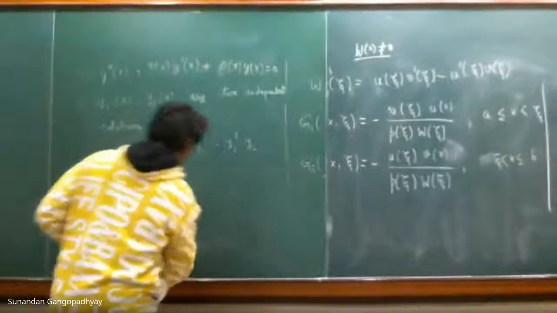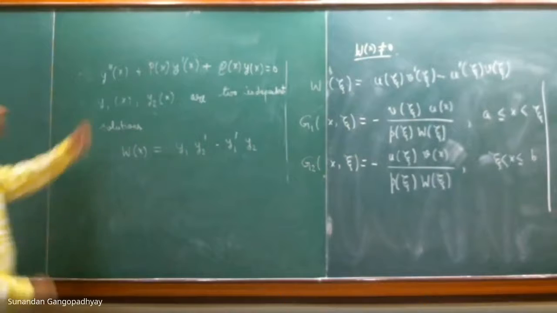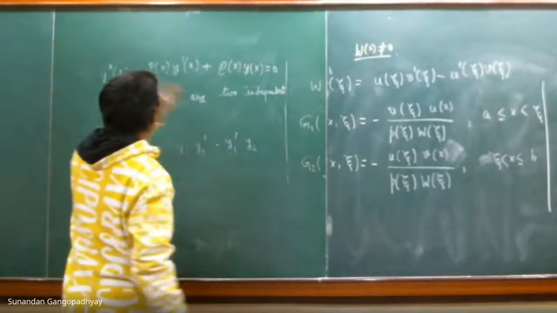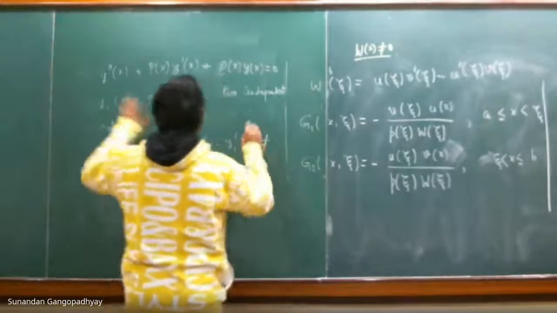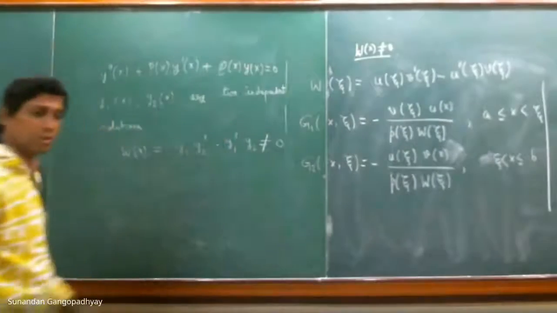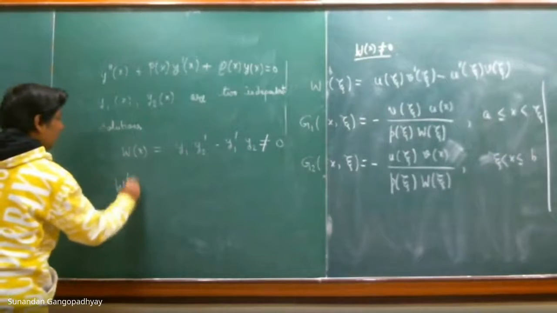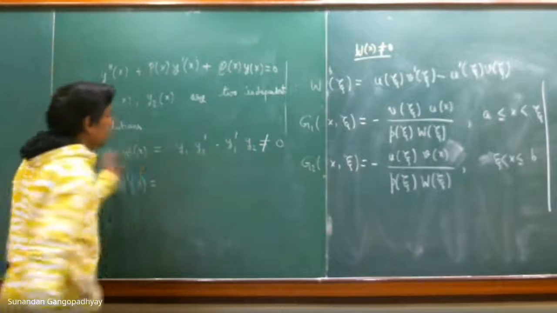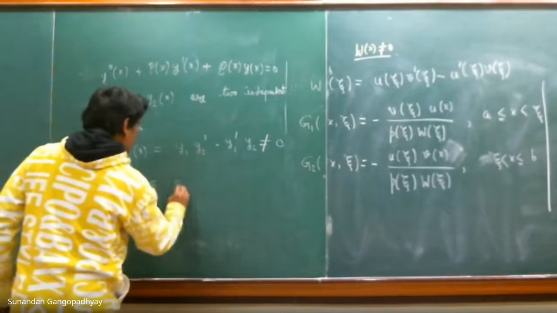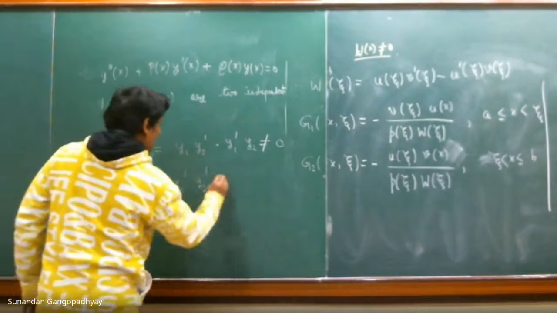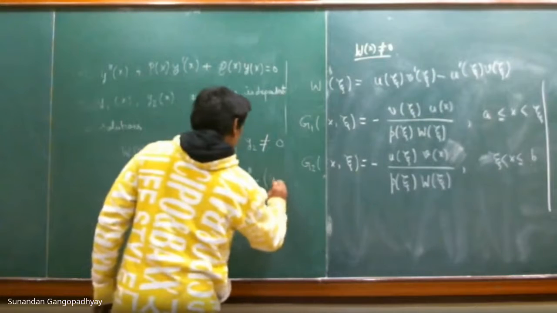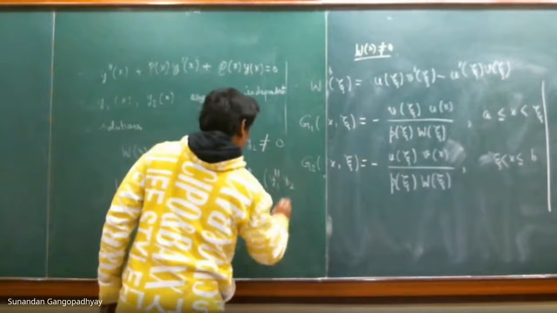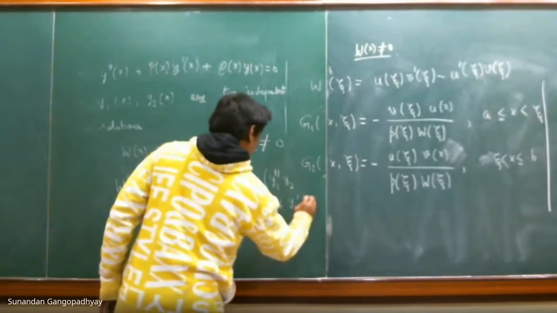Now come back to this thing. y1 and y2 are linearly independent solutions of this differential equation. By definition the Wronskian is this, and since the solutions are linearly independent, this must be not equal to 0. Take a derivative of this. Let us differentiate both sides. If you differentiate, you will get y1 prime y2 prime plus y1 y2 double prime minus y1 double prime y2 plus y1 prime y2 prime.